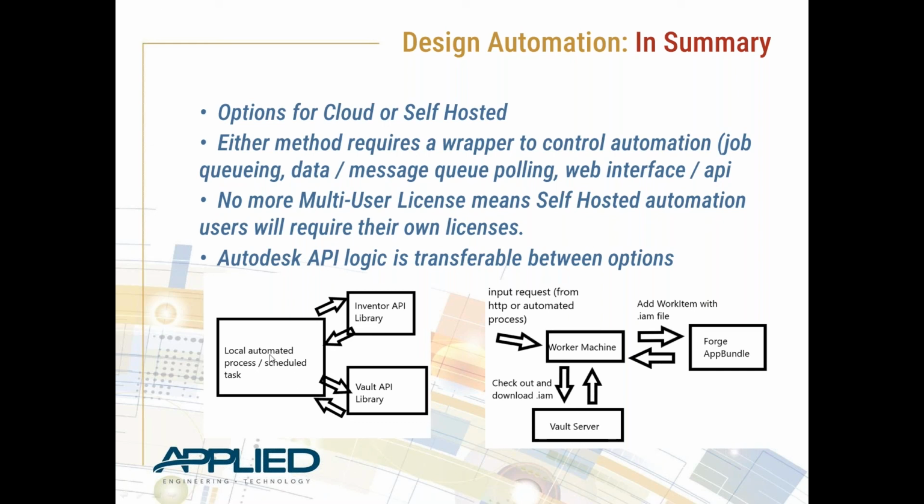And my diagram at the bottom here kind of shows that they're both doing the same thing. This Vault API library, this is the same way it connects to Vault Server here. And Inventor API, we just switched that out with Forge doing the work.